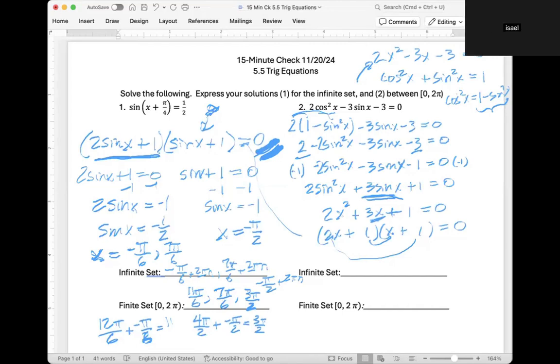Okay. I was going to ask later, but how did you get 7 pi over 6? 7 pi over 6 would be 6 pi over 6 minus negative pi over 6, if you're thinking about the formula, right?